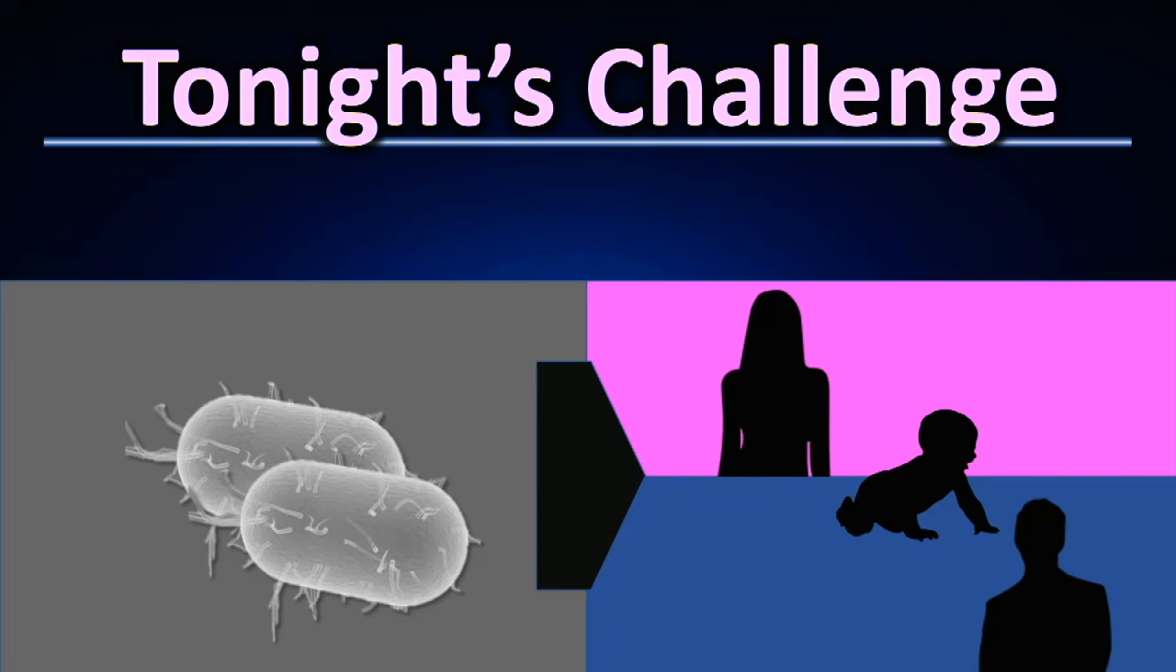Tonight's specific challenge is, how do you go from gray to pink and blue? And what does that mean? Well, specifically it means this. How do you go from a process that takes a single-celled organism that just copies itself, to having a pink and a blue, a male and a female that are required to produce offspring, a man and a woman to produce a baby?